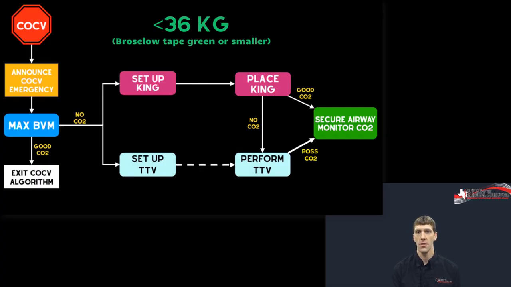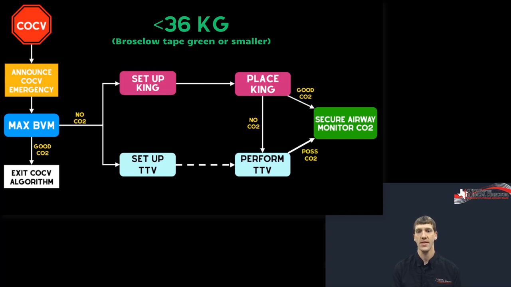First, we're going to announce a CICO via emergency to the entire room. Then we're going to attempt our world's best max BVM ventilation. If we get end-tidal CO2 back, that's great. However, if we do not, we've essentially proven that max BVM is no longer an option or effective, and we need to move on rapidly and deliberately to next steps. This is going to be our simultaneous setup at this point. Set up for a King, set up for TTV.